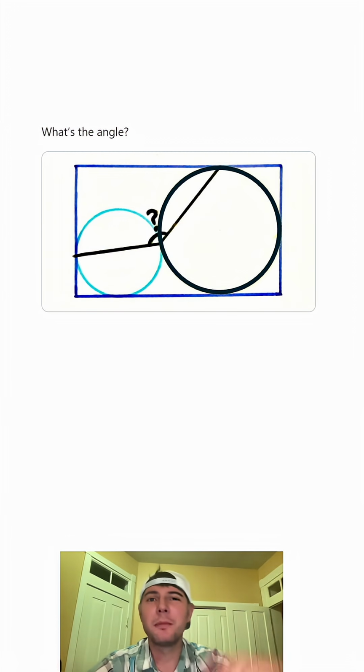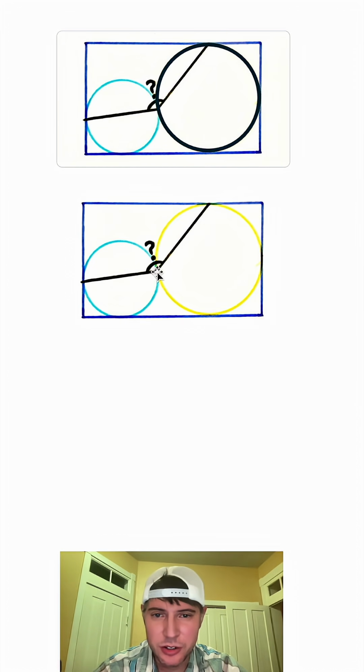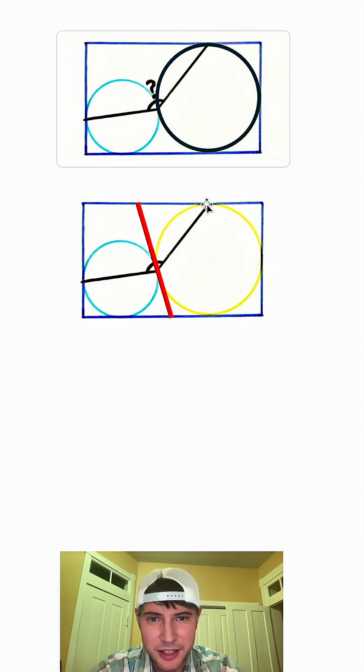If you want to try it on your own, pause it right now because I'm going to solve it in 3, 2, 1. So let's copy this down here. These two circles are tangent right here. So let's construct the tangent line between the two circles. And then I'm also assuming this is tangent right here, so let's draw this tangent line.